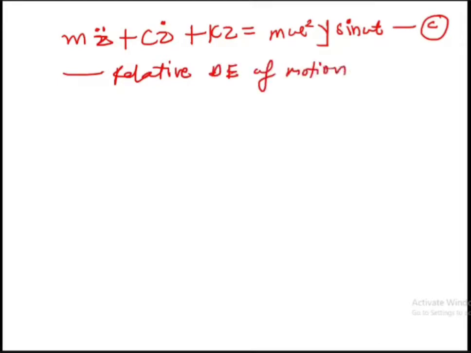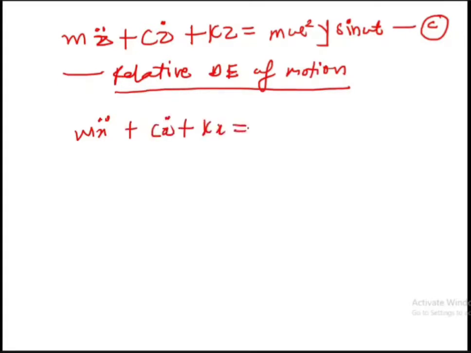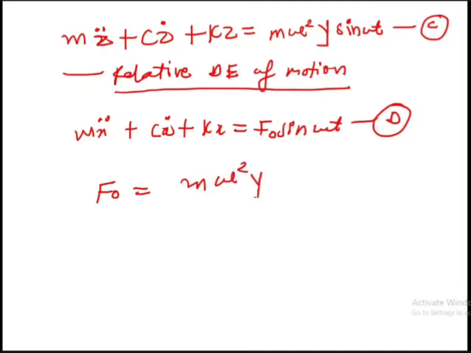In the absolute amplitude case, I have derived the absolute differential equation of motion. Now basically you compare this. Compare this m x double dot plus c x dot plus k x is equal to F0 sine omega t. This is the basic equation D. So comparing, again same guys, comparing what I will get: F0 is equal to m omega square into Y.